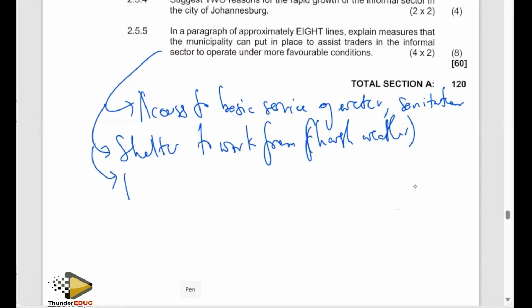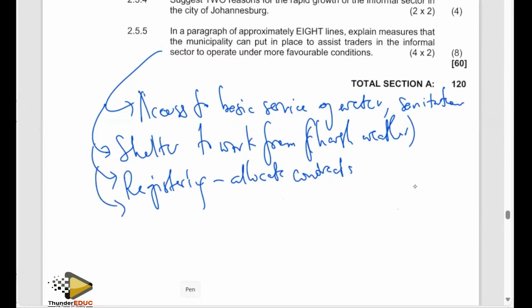And also you can talk of registering them in their database so that they can also allocate contracts to them. If they are known, then they can be given contracts in the formal sector to supply certain products or to perform certain duties. It will make life easier for them if they are registered and the municipality knows them, and they can afford them chances to engage with the formal sector to supply some of the products.